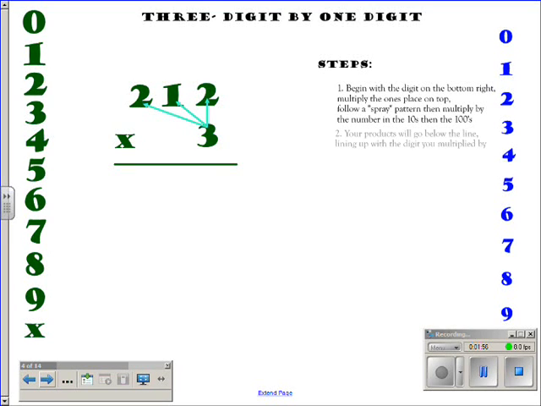So when you go through this step, your products go directly below the digit you multiply. So 3 times 2 is 6. Your answer goes directly below the 2. 3 times 1 is 3. Your product goes directly below the 1, and 3 times 2 is 6, and that also goes directly below the 2. So here we would have 636. You go ahead and try this one. Pause the video, do 122 times 4, and then we'll come back and we'll see how you did.